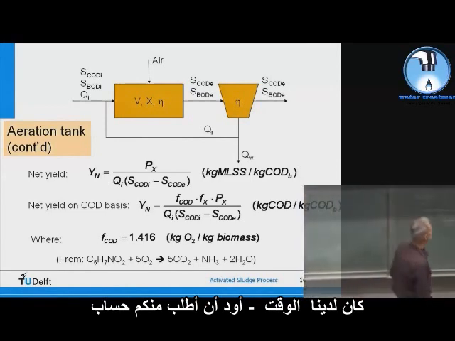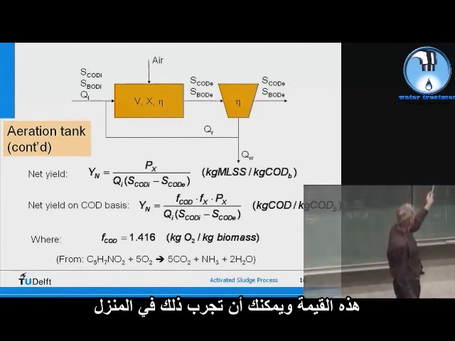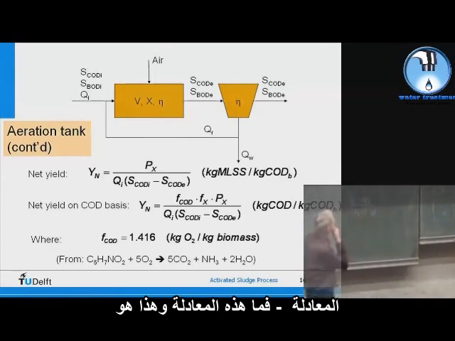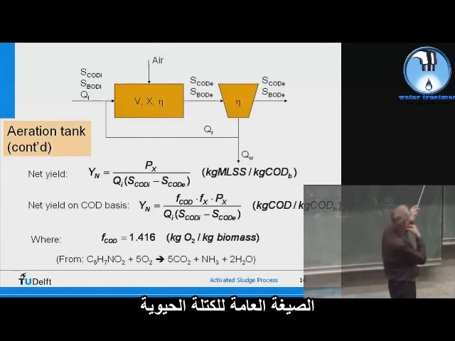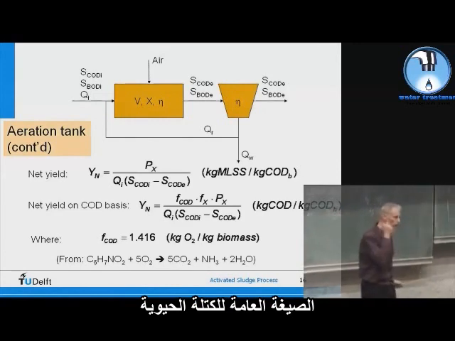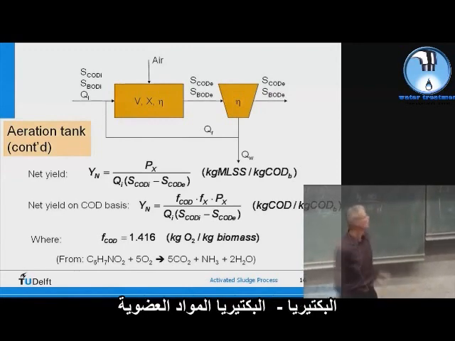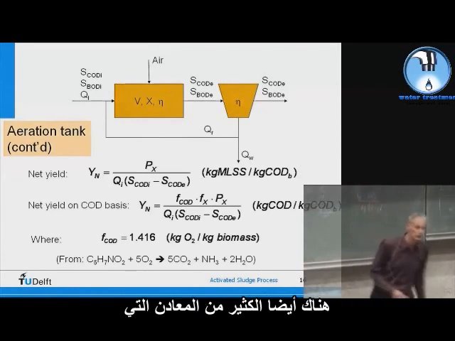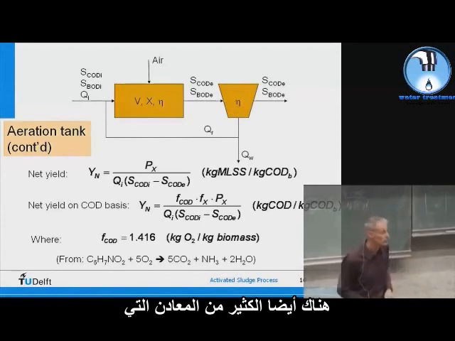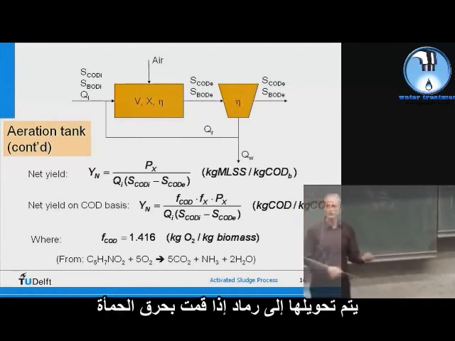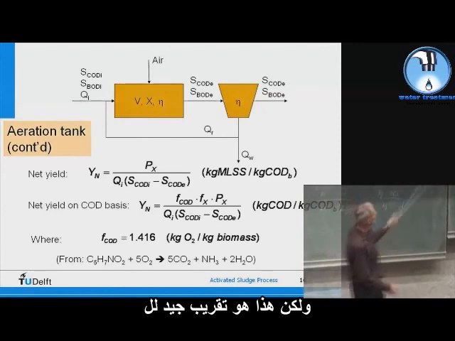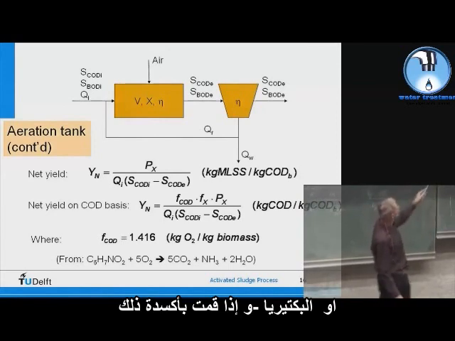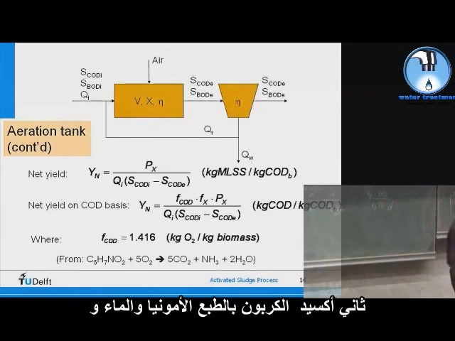If we had time, I would ask you to calculate this value based on this equation, and you can try it at home. So what's that equation? This is a general formula of biomass, bacteria. Bacteria, organic material, consist of carbon, hydrogen, nitrogen, and oxygen. Of course, there's more. There are also a lot of minerals that are converted to ashes if you burn sludge. But this is a good approximation of the formula of sludge, of bacteria. If you oxidize it using oxygen, you would get carbon dioxide, of course, ammonia, and water.